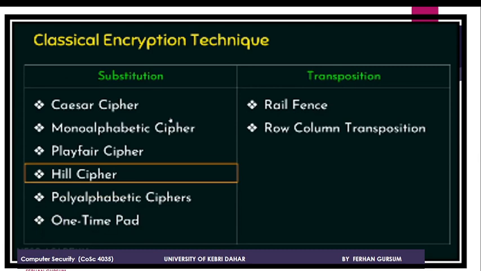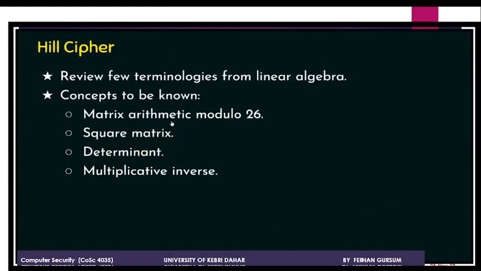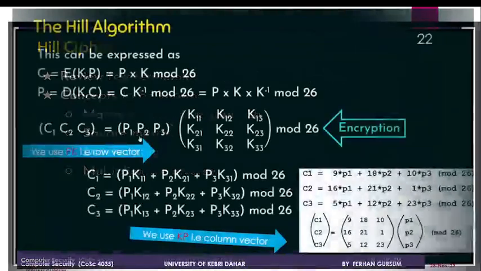How to encrypt. When we say Hill cipher, it needs some terminology from algebra to be known: matrix arithmetic modulo, square matrix, and how to find the determinant of a matrix and the multiplicative inverse also. These last ones are for decryption. The determinant and multiplicative inverse are required when we decrypt.